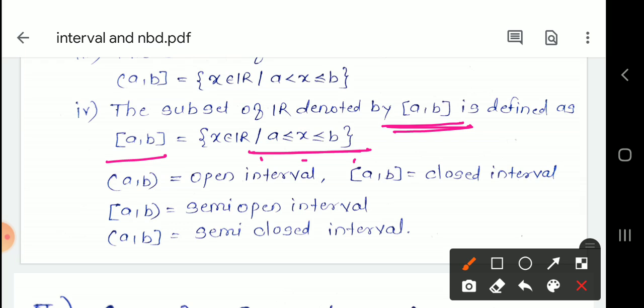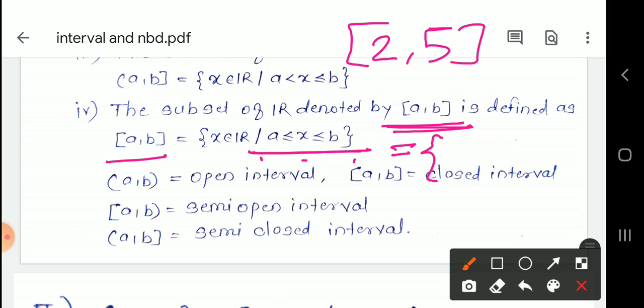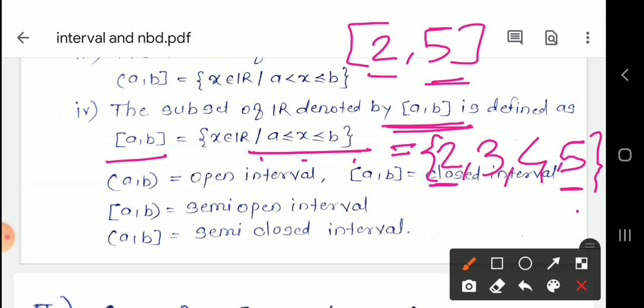That means again we consider the same set, closed [2, 5]. Now in the closed interval [2, 5], the set contains the elements X which are greater than or equal to 2, so 2, 3, 4, and less than or equal to B. So here A and B both are included in the set.